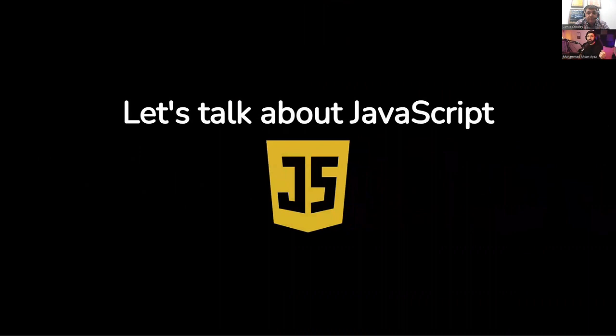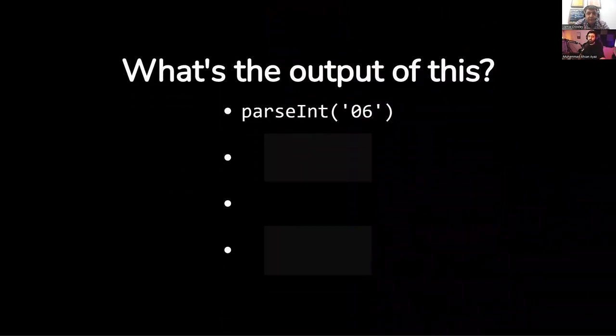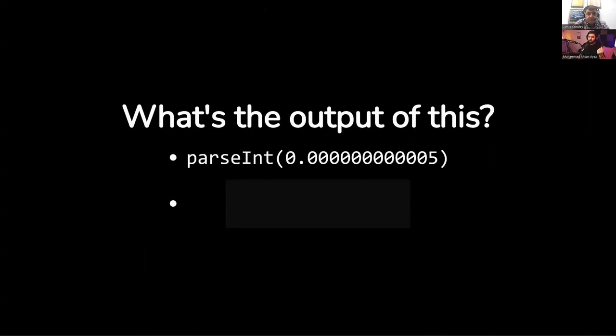Talking about asynchronous stuff, let's talk about JavaScript. So we have a question here: if you parseInt a value that is 0.6, what would be the output? That would be 6. If we do a parseInt of 9, what would be the output? It would be 9. If we try to do a parseInt of 0.000005, could you type in the chat? I'm going to give you a couple of seconds to say what would be the output in this case. What do you think? I'm going to count to 10 in my head, and then I'm going to reveal what that is. Let's go.